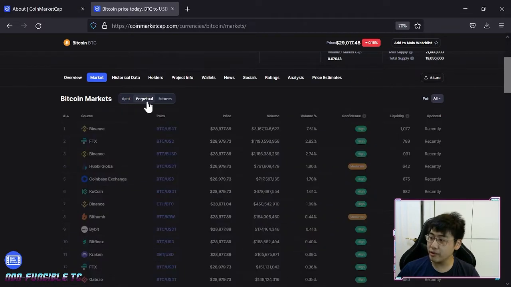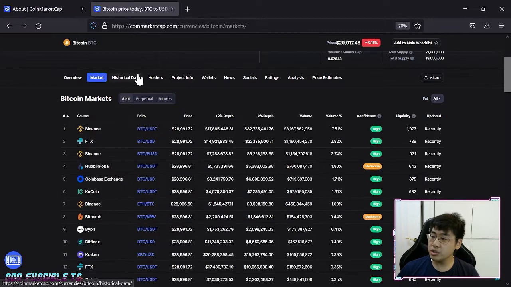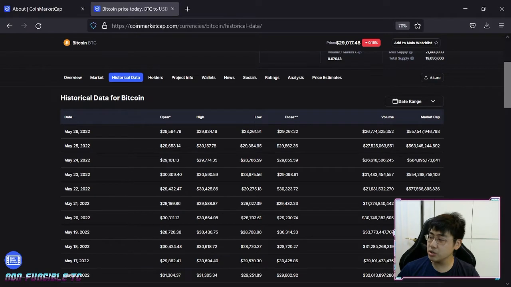And then Bitcoin perpetual, if you want to trade futures and perpetual, you can do that in these different types of exchanges. Okay, so historical data shows you the historical data of Bitcoin. So if you want to go a bit further, you can use this and then select the date range to see the high and low on a daily basis, right?